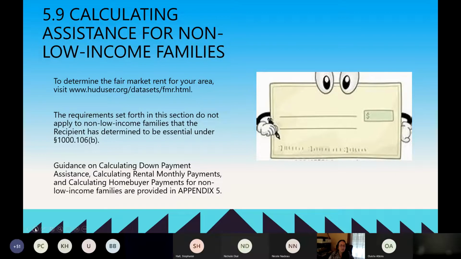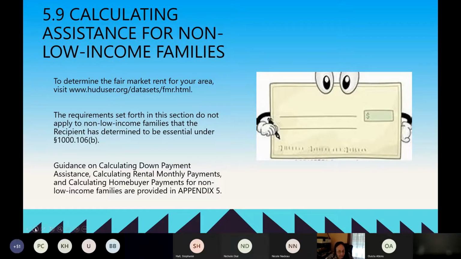Calculating assistance for non-low income families. To determine your fair market rent for your area, you go to www.huduser.org, the data sets. The requirements set forth in that section do not apply to non-low income families that the recipient has determined to be essential. So when you deem somebody as essential, you don't have to charge them more. They don't charge against your 10% authority either, okay, if you make that determination.